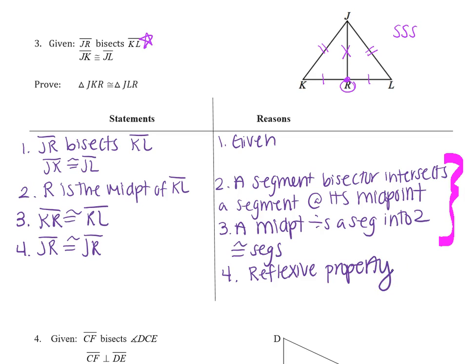Okay, so let's see so far. I've talked about this side, or sets of sides I should say, and they gave me this side, so I have everything I need. That's side, side, side. So now I can say that triangle JKR is congruent to triangle JLR, and that's by side, side, side.